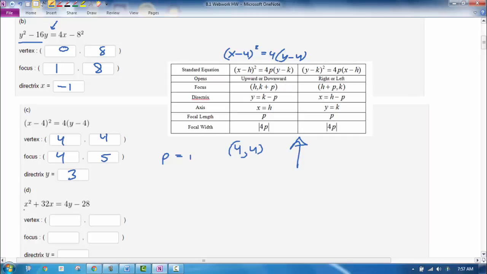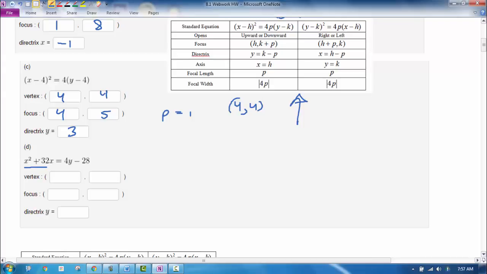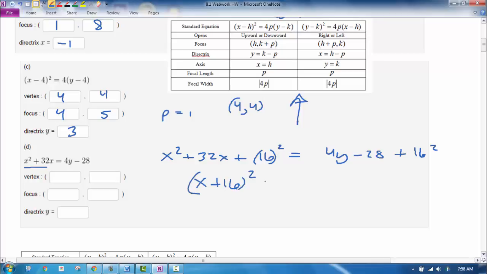Okay, so then the next one, the last one, is once again one that we have to complete the square on. So we have x squared plus 32x, and we're going to have to add something to both sides to make this a perfect square trinomial. And that something is always b over 2, which is, in this case, 16. We have to make that squared. So we have to add that to both sides. And this factors then into x plus 16 squared. And then the right side, if I add these two numbers together, I get 228.